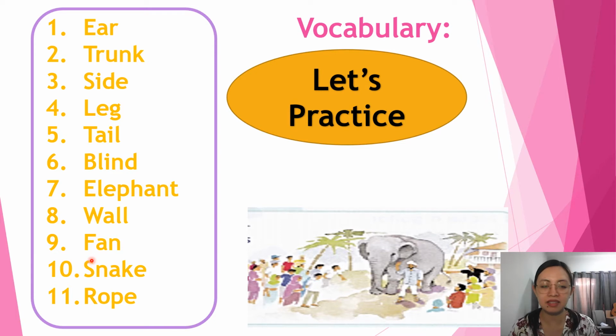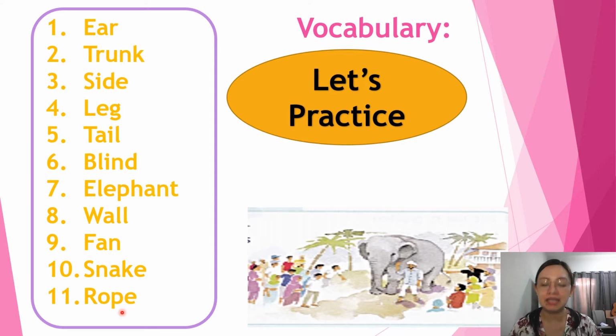Next, fan. Fan. Will you say it again? Fan. So the ears of the elephant are very wide, so they feel like a giant fan. Next, snake. Snake. So the trunk of the elephant feels like a snake. And the last one, rope. Rope. Very good. So the tail of the elephant feels like a rope.